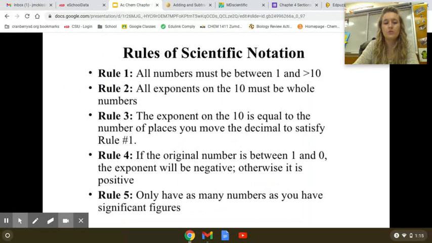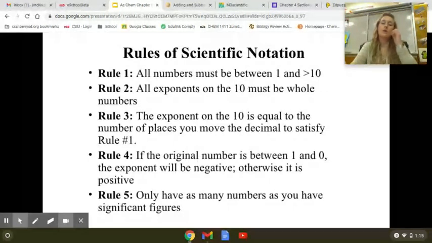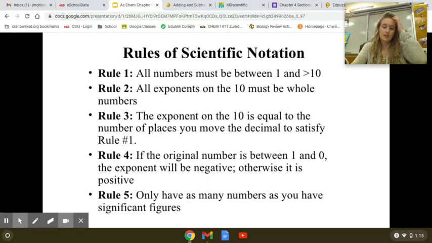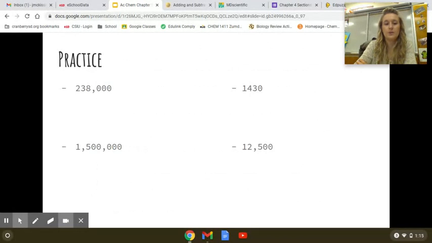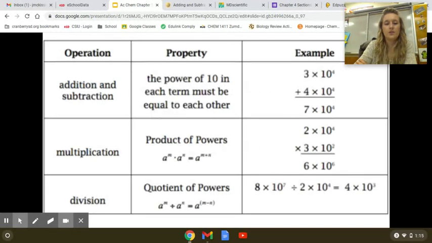But remember your rules. All numbers must be between 1 and just less than 10. All exponents on the 10 must be whole numbers. The exponent on the 10 is equal to the number of places that you move the decimal to satisfy rule number 1. And then rule number 4, if the original number is between 1 and 0, the exponent will be negative. Otherwise, it is going to be positive. So big numbers are going to have positive exponents, small numbers are going to have negative exponents. And then we practiced those ones.